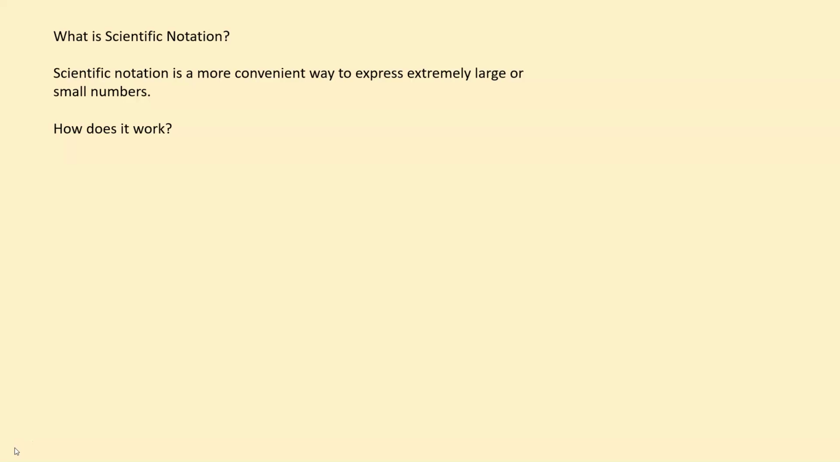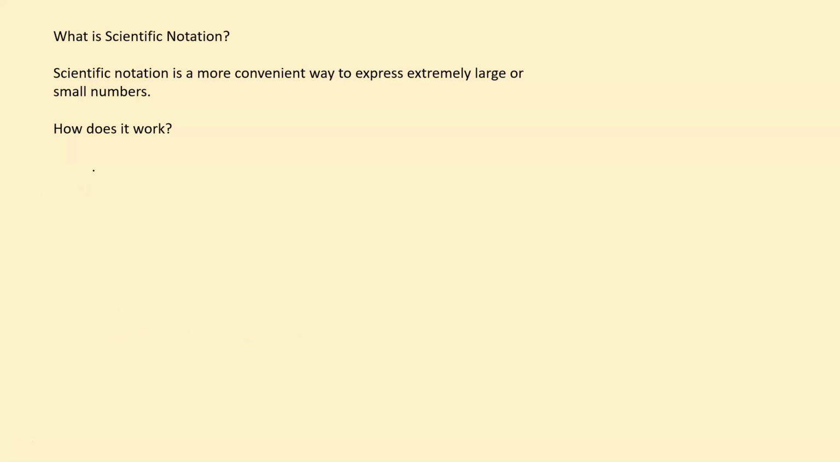What is scientific notation? Scientific notation is a more convenient way to express extremely large or small numbers. So you want to make sure you have your notes out, and I want you to write this down for scientific notation. Scientific notation is a more convenient way to express extremely large or small numbers. So how does it work?